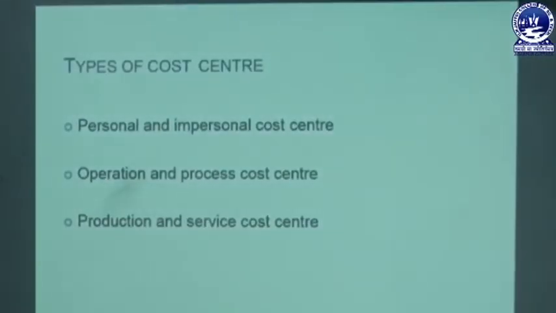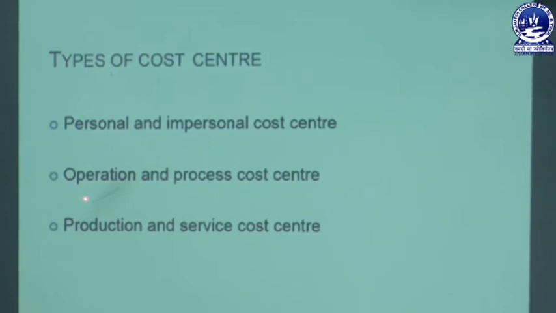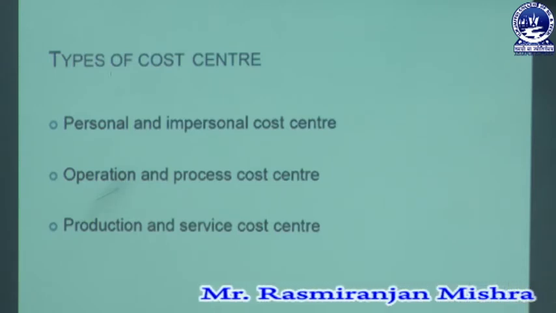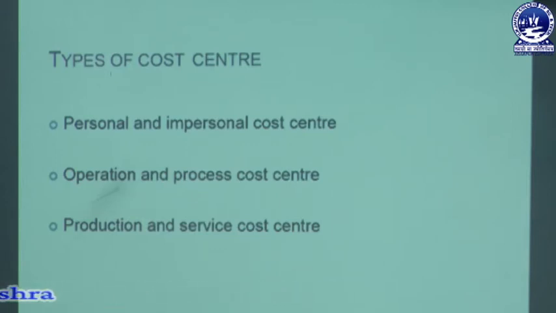Then we are going to discuss different types of cost center: personal cost center and impersonal cost center. Second one is operation and process cost center. The third one is production and service cost center. So we will discuss one by one. Personal cost center refers to that cost center where the cost is involved with the persons or group of persons, or where costs are ascertained relating to a cost center where a person or a group of persons are involved. But impersonal cost center refers to that type of cost center where an item of equipment or machine is related for producing a product or controlling the cost.